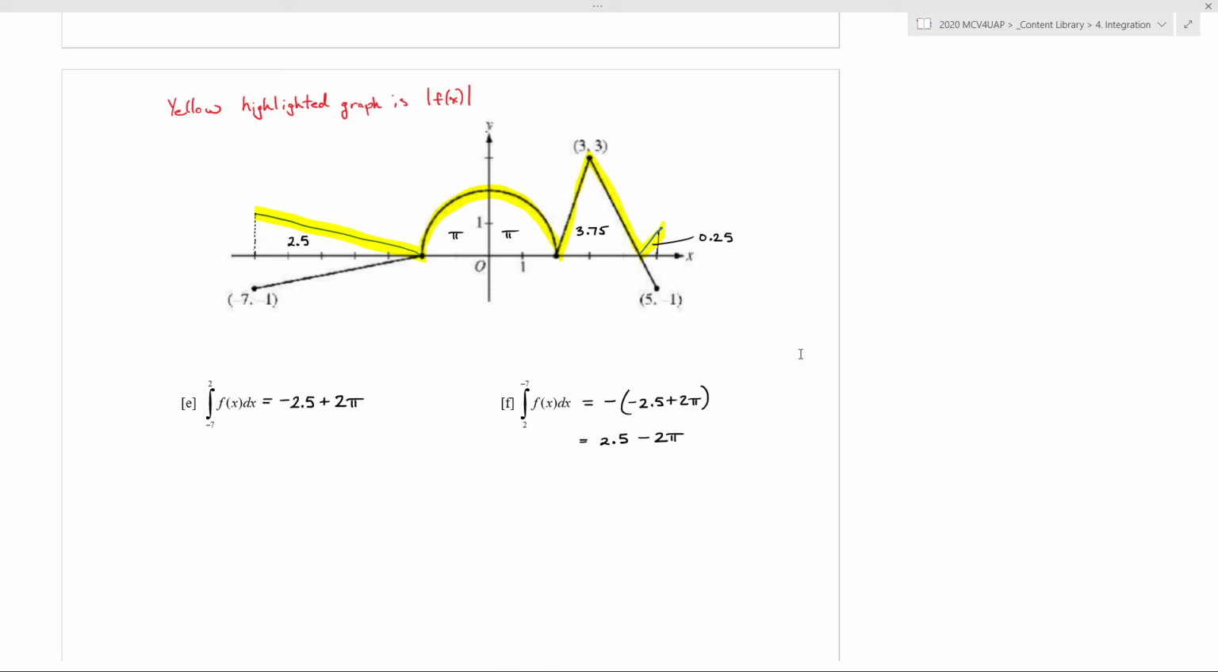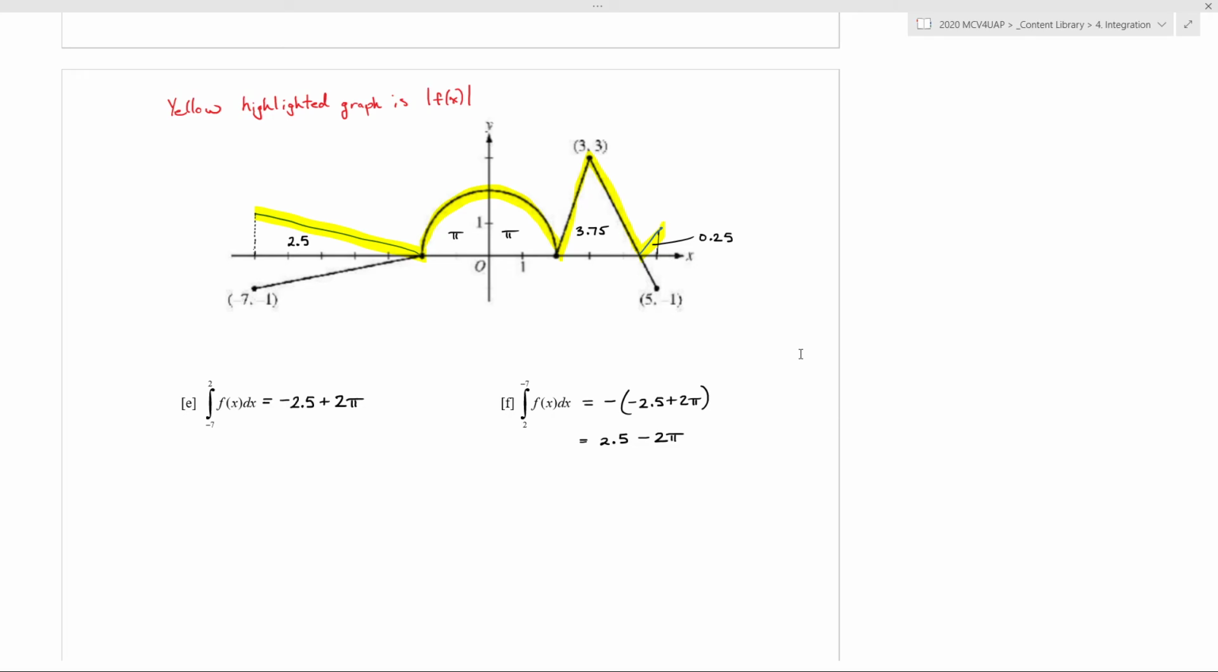So you can see that the first piece from -7 to -2, that straight line, got reflected in the x-axis, and that little piece on the end got reflected in the x-axis. The other parts stay the same. So that yellow highlighted graph there is the absolute value of f of x.